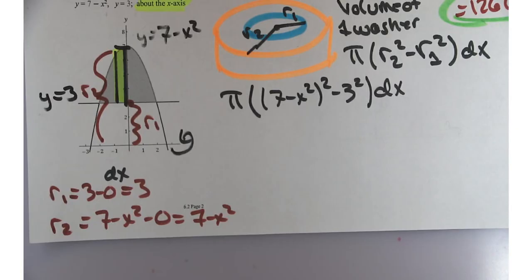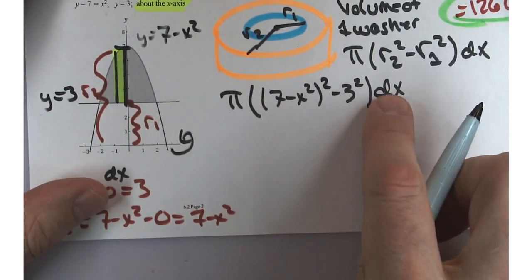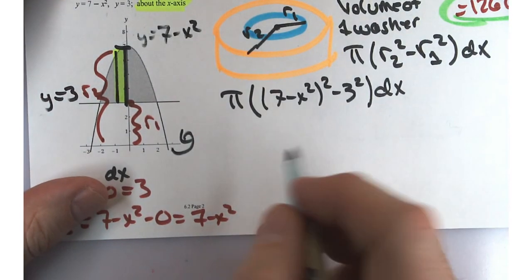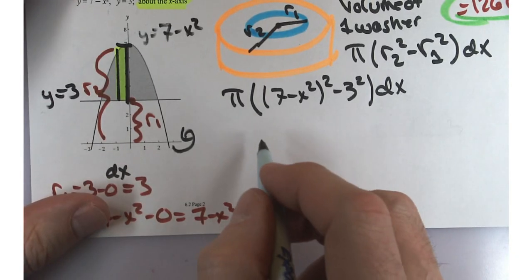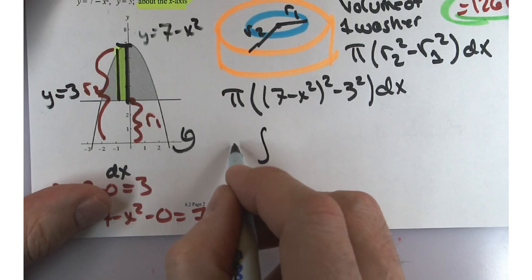You guys want to review integrating a polynomial, or you want to spend our time on other things? It's up to you. Other things? Okay. Let's just clean this up a little bit. That's the volume of one washer. We want to find the volume of all such washers. So what could you do? Integrate. We'll take the pi out in front.